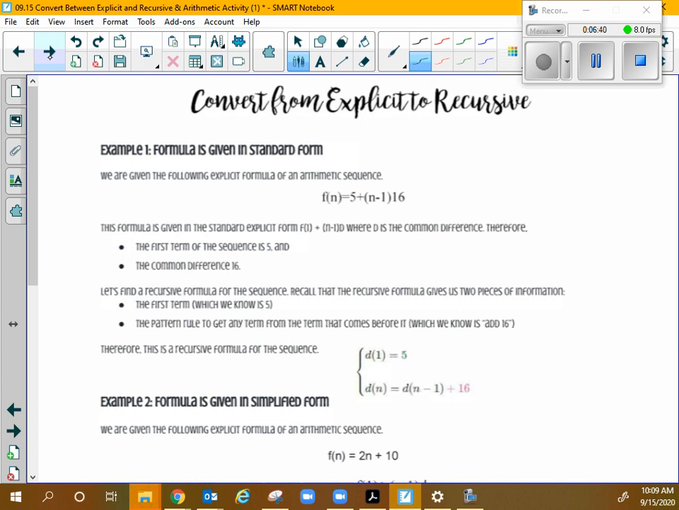So I've got my explicit rule, and I'm going to break down what it's giving me. So it says f of n equals 5 plus n minus 1 times 16. Which one of these values is my first term? 5. Okay, so then what does that make 16? A difference.